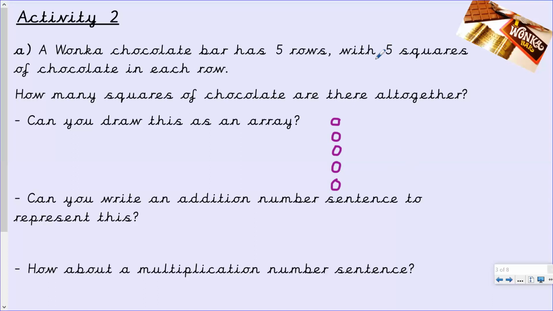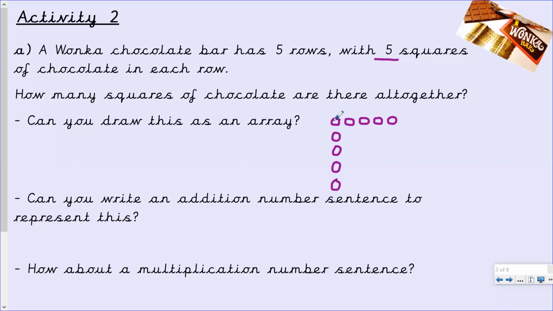Now it says there are 5 squares of chocolate in each row. So I'm going to complete my array to represent this. Here's 1 piece of chocolate, 2, 3, 4, 5. Now that I've started it off, if you struggle to represent your chocolates as an array, can you have a go at completing it now? So pause the video, have a go and play the video when you're ready.